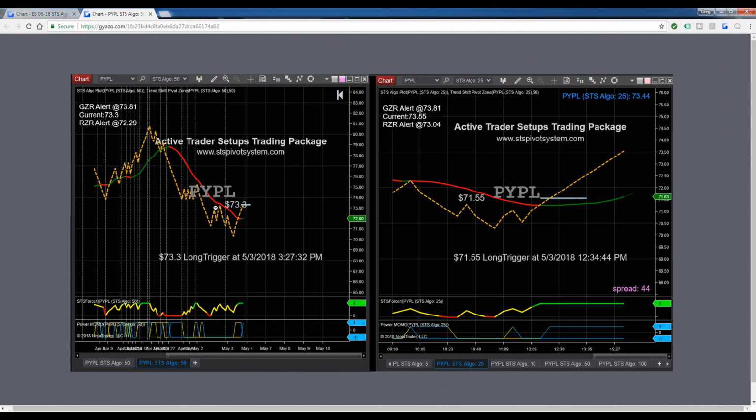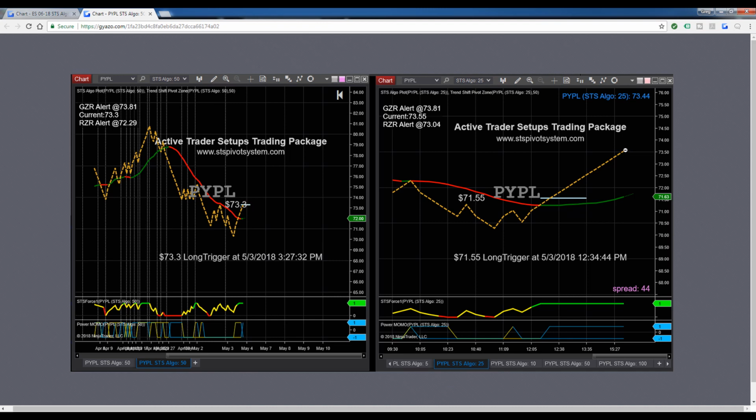For lower ATR stocks, you would use an even smaller chart than this. We've got the long break trying to set up this trend shift. This is called a trend shift pivot zone. So we're there. We got the long alert.